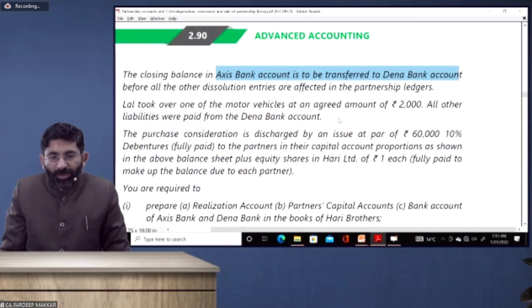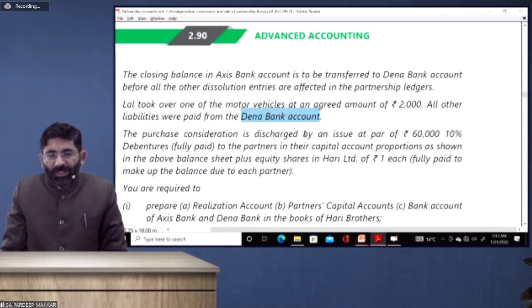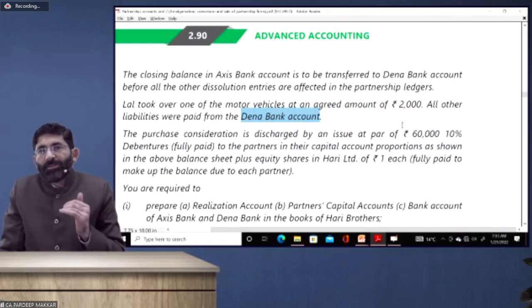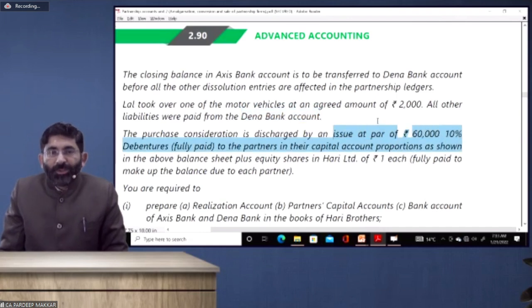So one of the motor vehicles is taken over by our Lalji. All other liabilities are also paid from the Dena Bank. So that's very simple. We have transferred all things into Dena Bank. The purchase consideration is to be discharged by an issue of shares. So the major difference which comes to us in this case, when the conversion to a company is there, is what? Issue of shares. Because whenever there's a conversion to a company, shares will come into the picture. So shares and debentures, such types of things come into the picture.